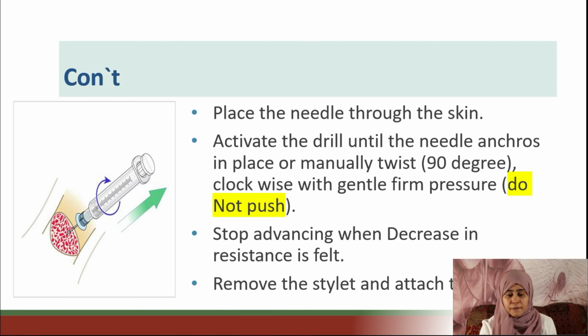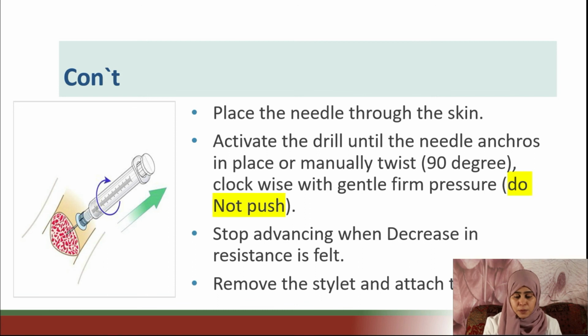Either we activate the drill until the needle is in place, or we can do it manually, rotating 90 degrees clockwise with gentle firm pressure without pushing. Then we stop advancing when we feel a decrease in resistance. That means the needle is already in place.